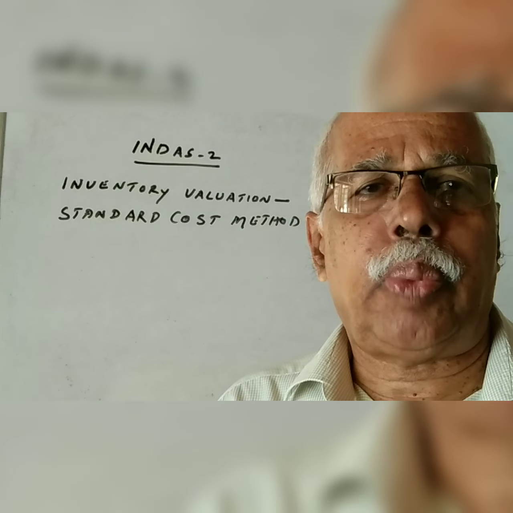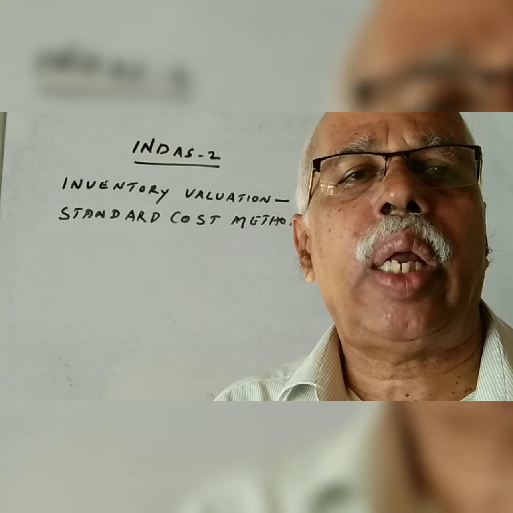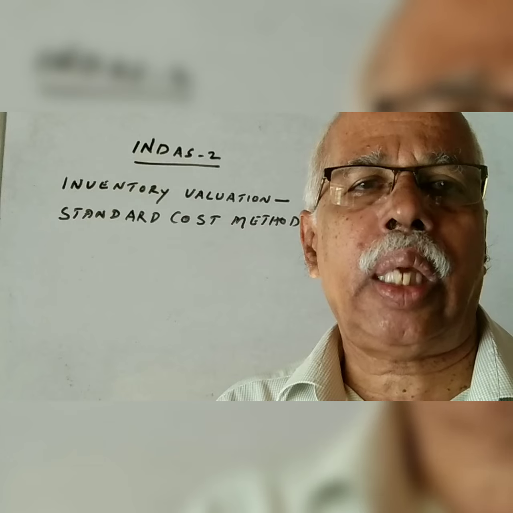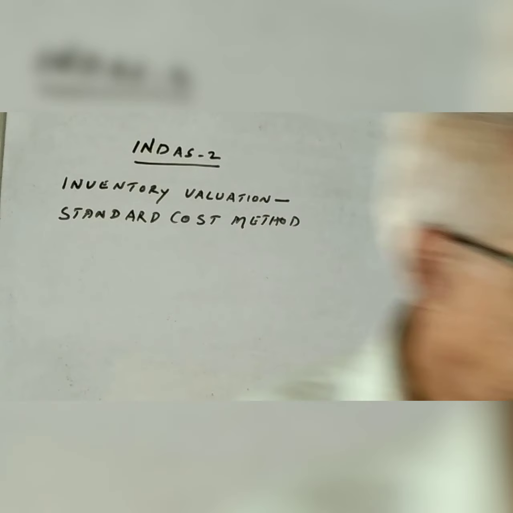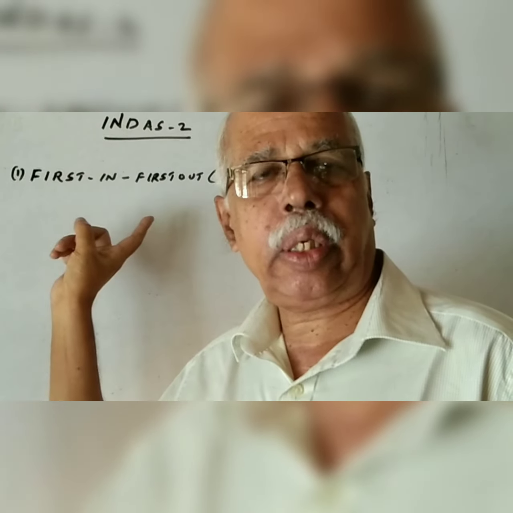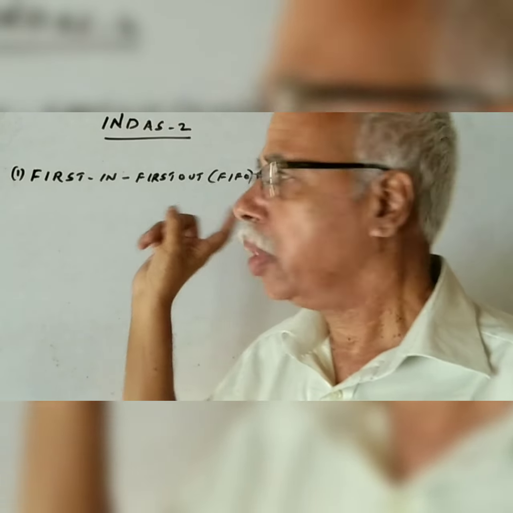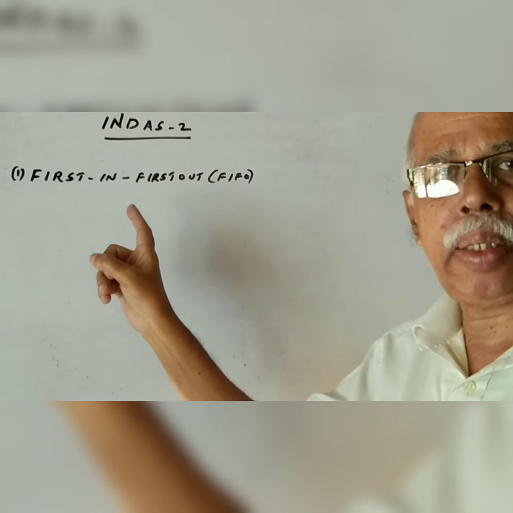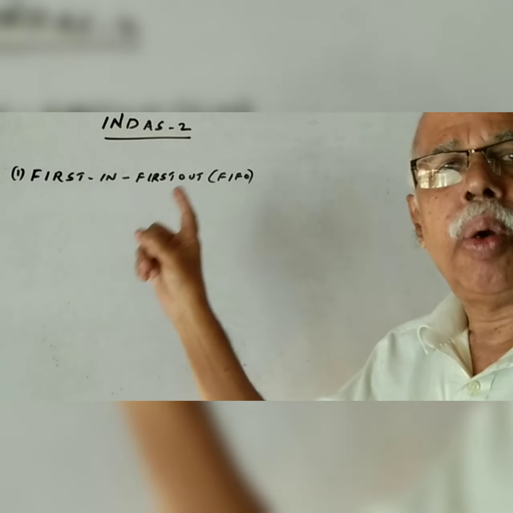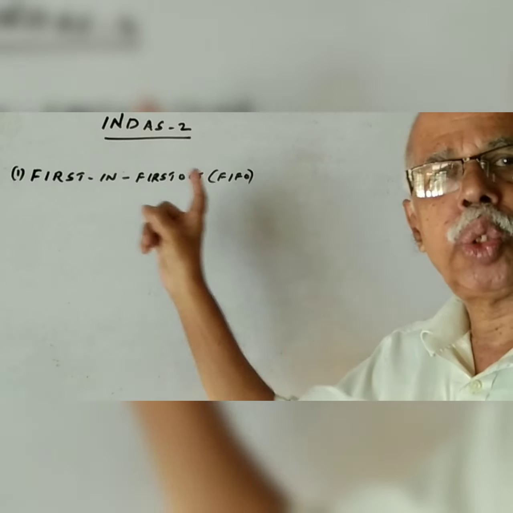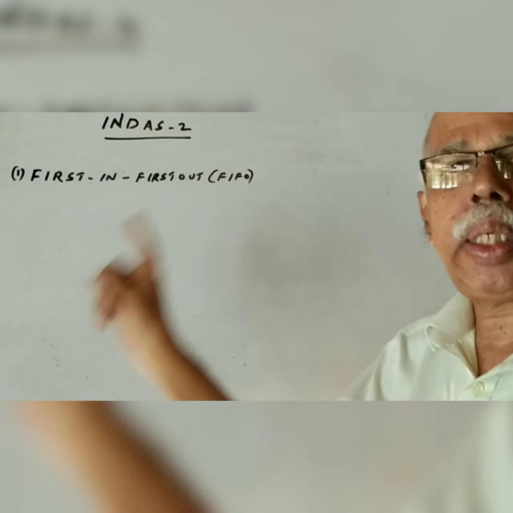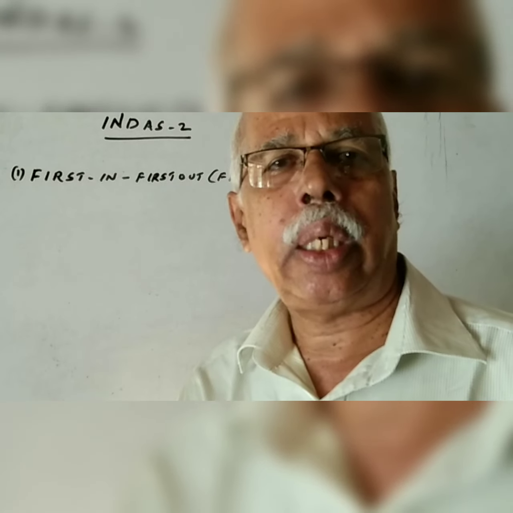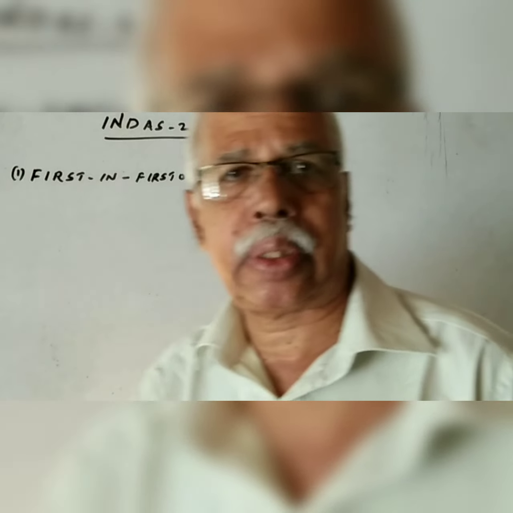The standard specifies three methods of valuation under the standard cost method. Let us examine them one by one. 1. First in, first out method. Under this, it will be assumed that goods bought first will be sold first. The closing inventory therefore will consist of only the most recent purchases.